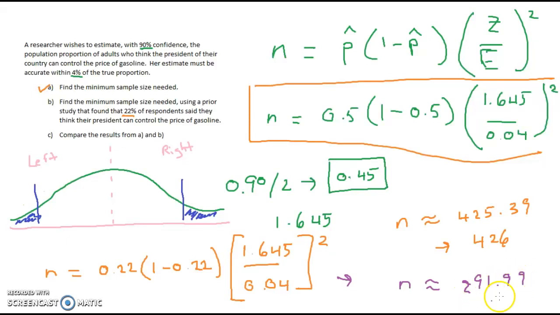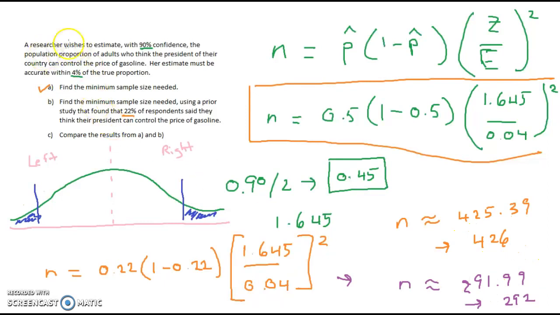So, again, we can't have a fraction of people, so we would say that that would be 292. What this means is that if you had no idea what percentage of people thought about the president's controlling gasoline, you would need to have 426 people to make a reasonably accurate estimate, within 90% confidence, of what the population thinks.